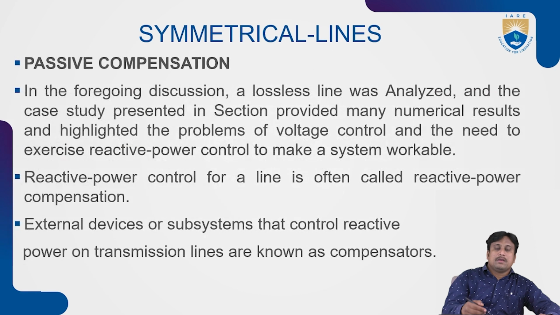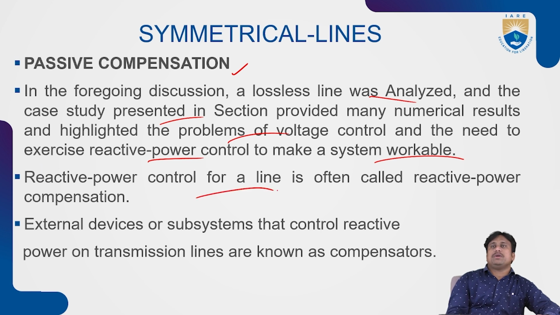Coming to the passive compensation of the network, a lossless line was analyzed for passive compensation, and the case study will be presented with many numerical results. That means the problems associated with voltage control need reactive power control to make the system work properly. Reactive power control for a line is often known as reactive power compensation. We already discussed and introduced many methods for reactive power compensation, and some external devices or subsystems also control the reactive power on the transmission line. They are known as compensators.